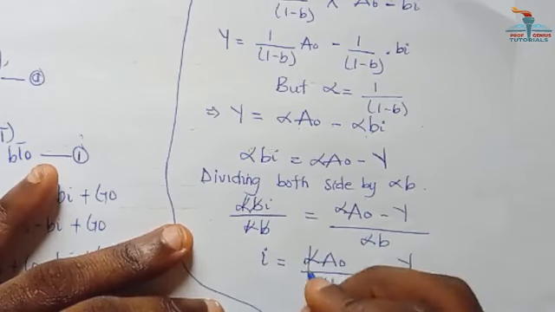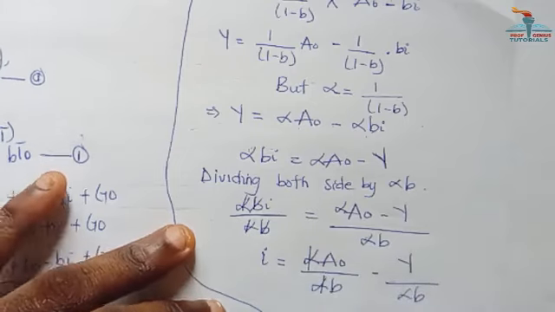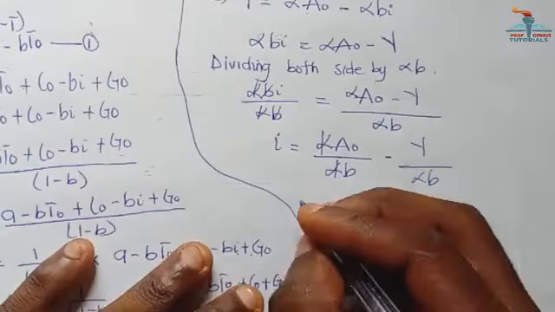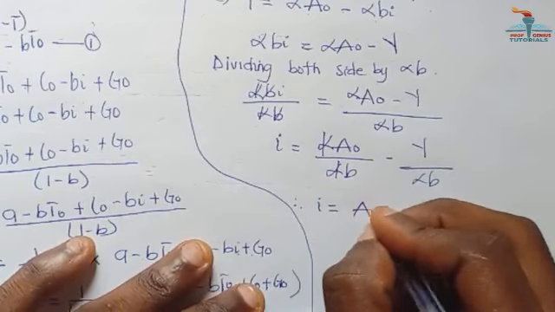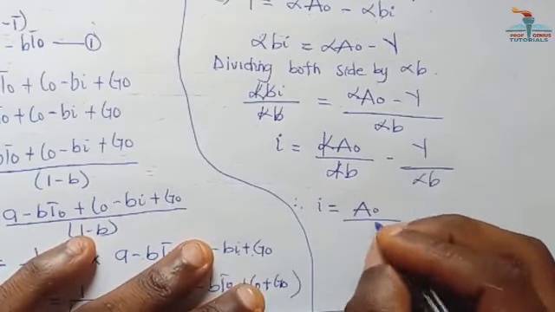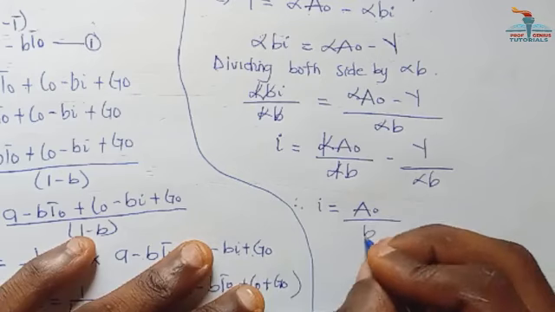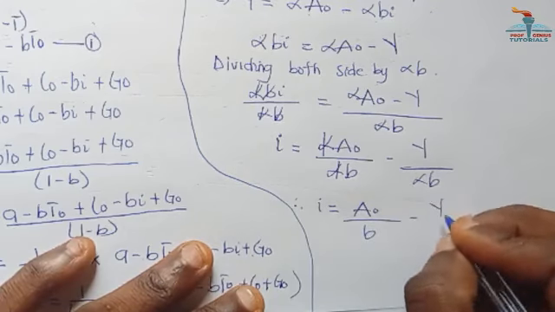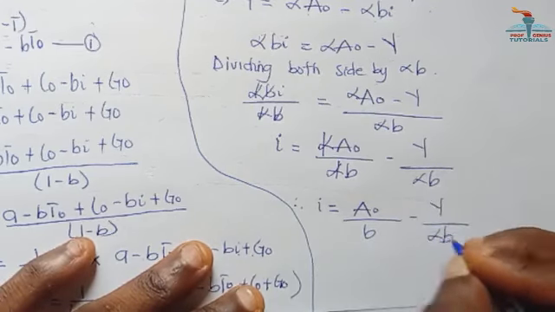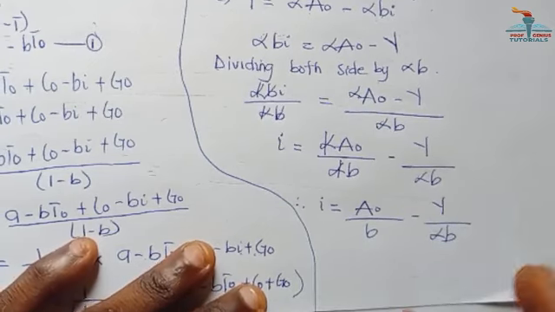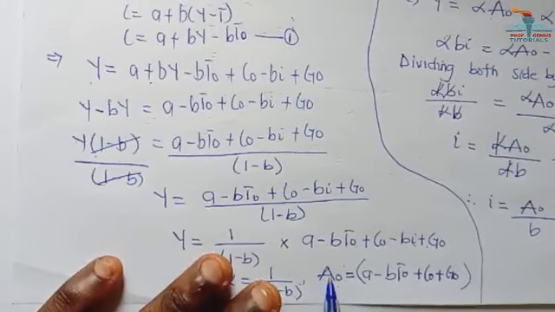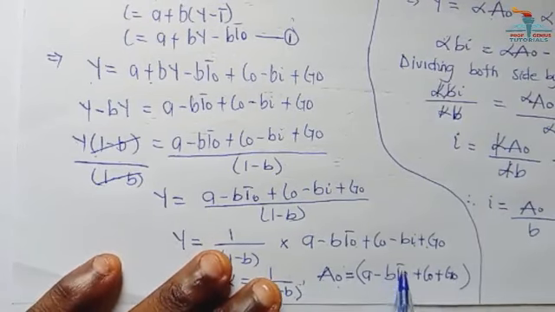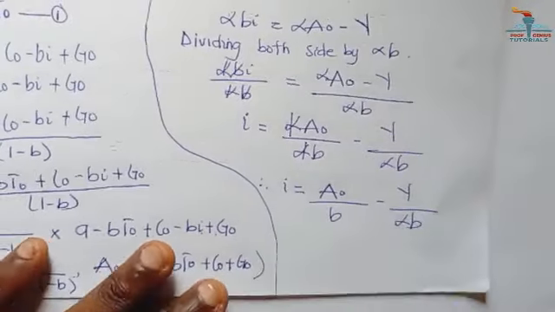Now we have alpha here, it can also cancel this. Therefore, our I is equal to A naught over b minus our income over alpha b. From here we realize that A naught is equal to a minus b t naught plus c naught plus g naught, so we can just substitute it into it.